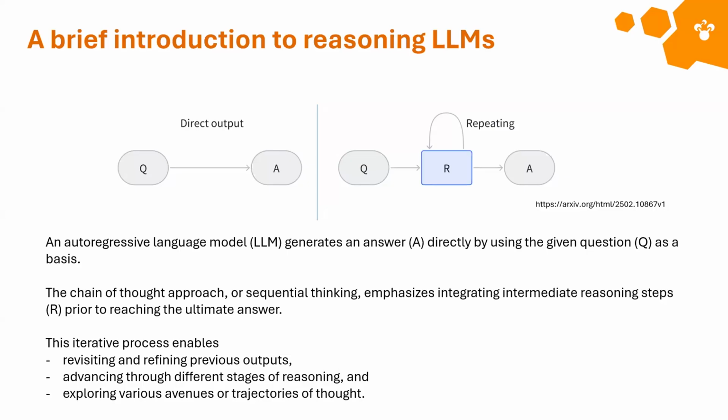Behind the scenes, it will do a lot of revisiting and refining of its initial responses to come up with the final answer. Some of the techniques involved in reasoning models are chain of thought, and another is that it will generate multiple responses and vote on them to come up with the best answer.